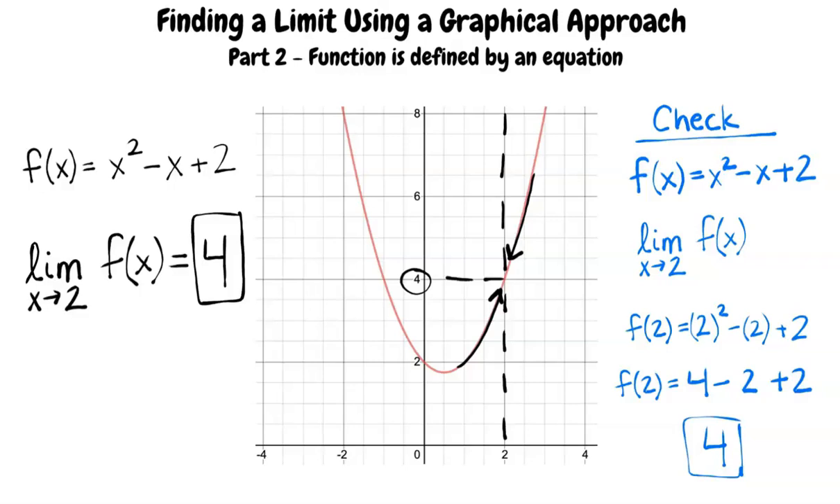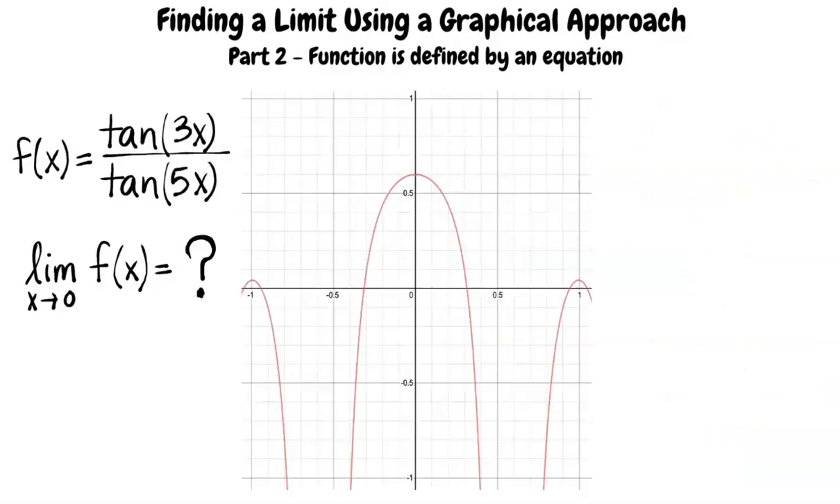That's right. However, the substitution method does not always work. For it to work, the function must be continuous at the value that x is approaching. Since this function is continuous at x equals 2, the limit can be found there using substitution. Let's do an example where we will not be able to check our answer using the substitution method.